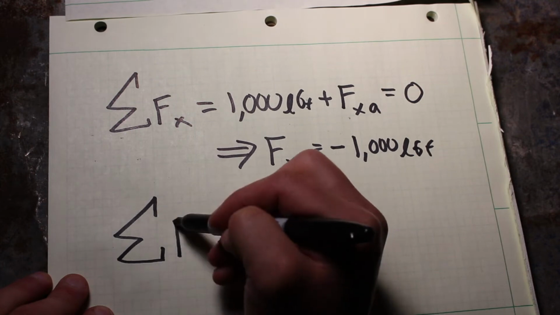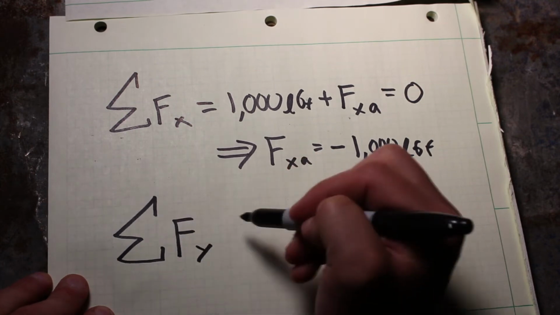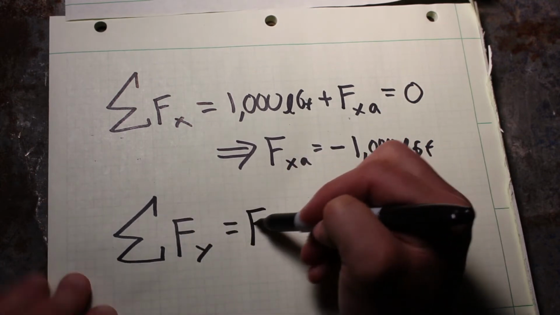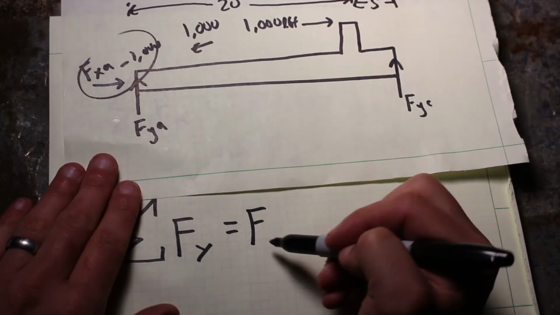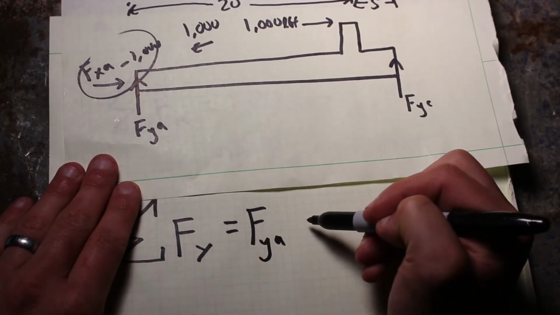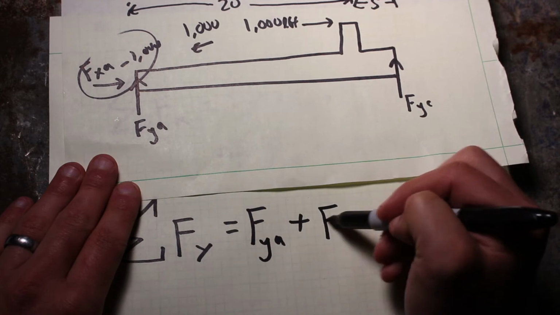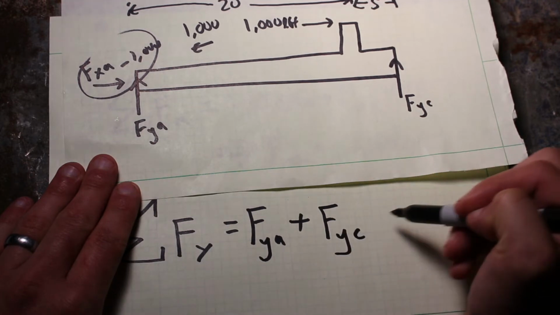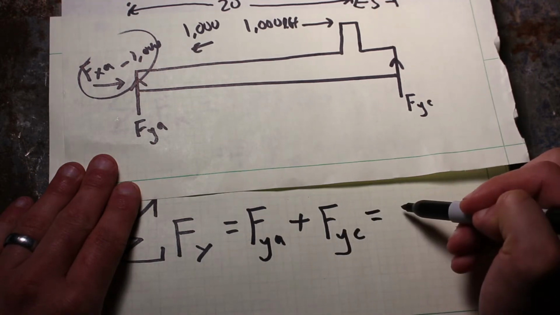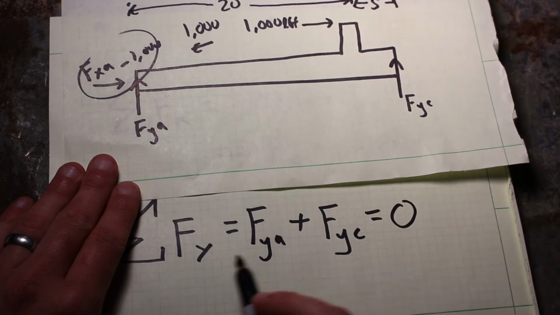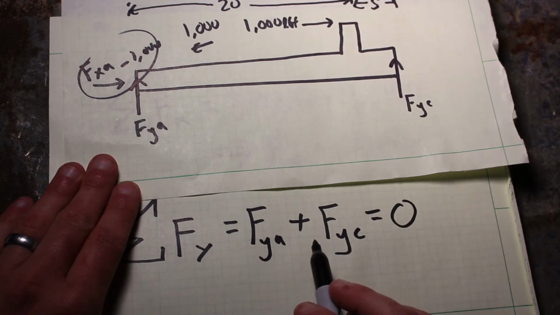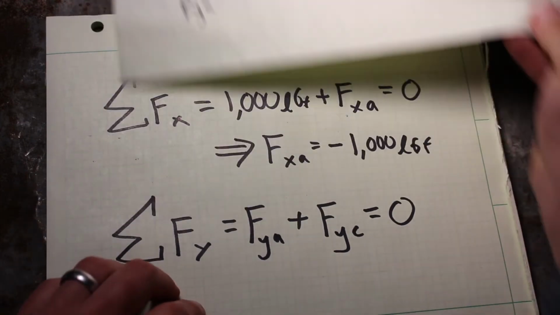For the sum of the forces in the y direction, we have the force in the y direction at A plus the force in the y direction at C, and that equals 0. We don't have enough information to solve for either of these forces right now, but we still have another equation we can apply.